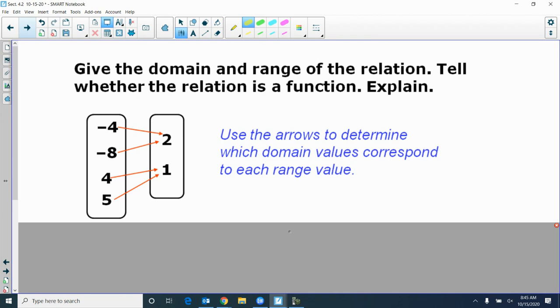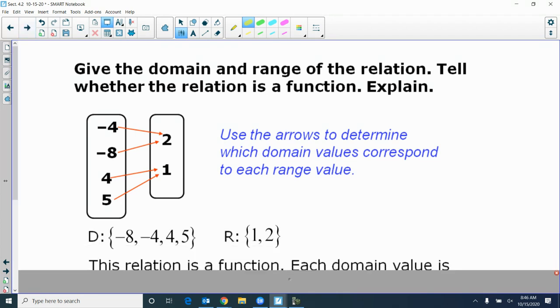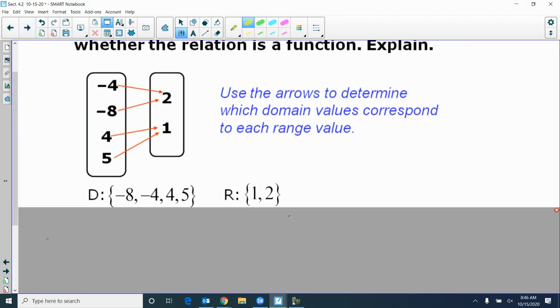What's our range? All right, Zach, I know you just got here, but you're pretty quick. 2 and 1. Just put them in order, 1, 1, and 2. So that's your domain. That's your range.